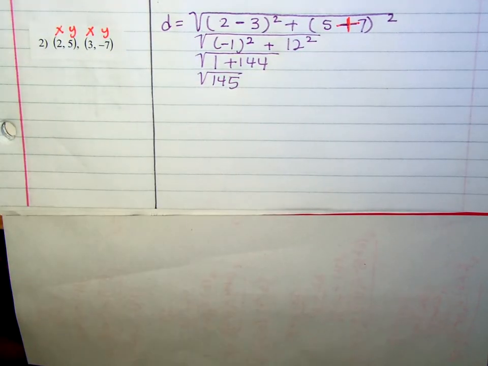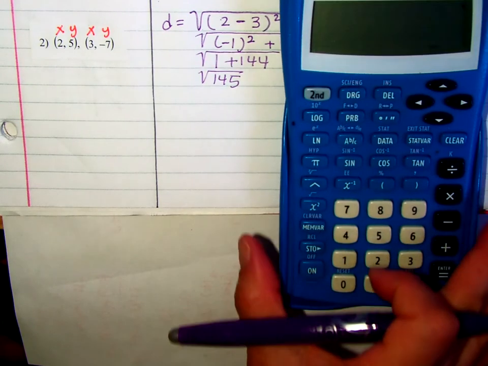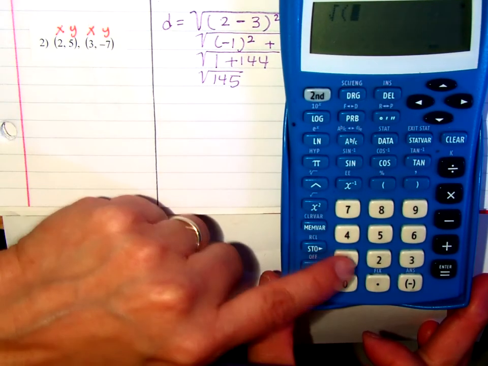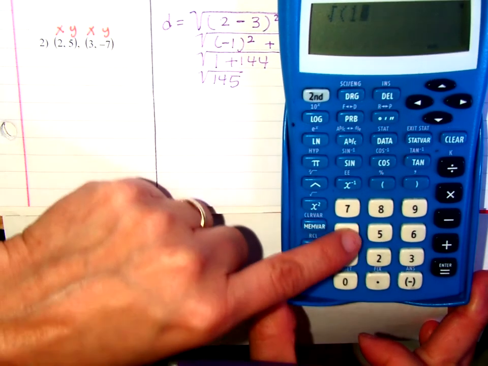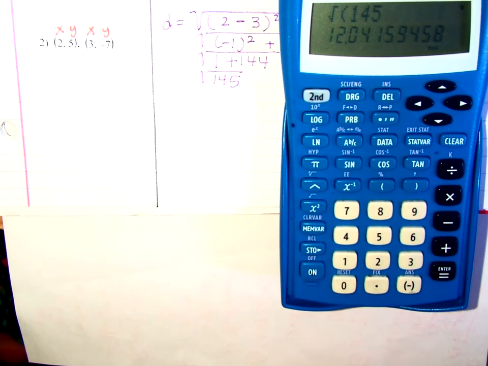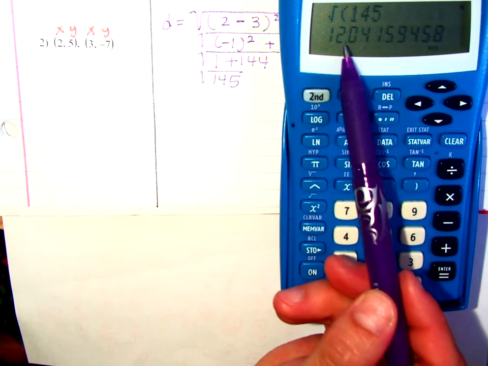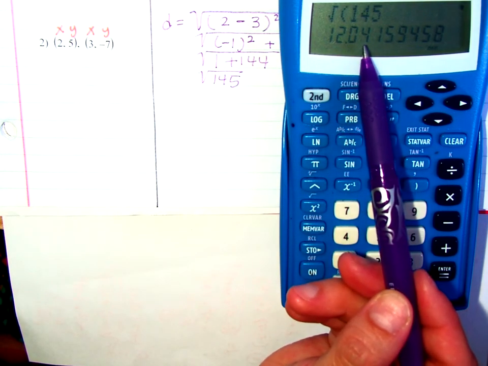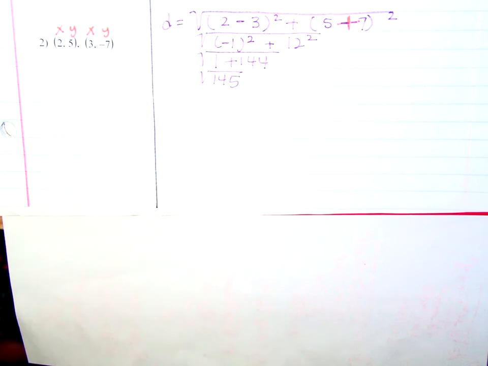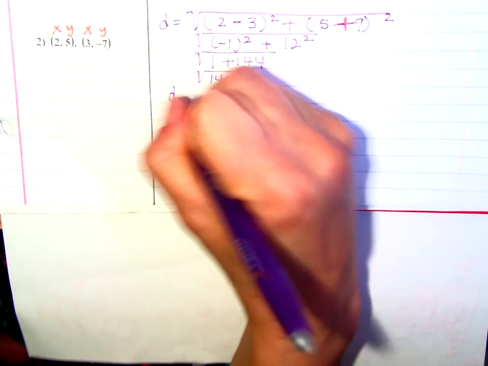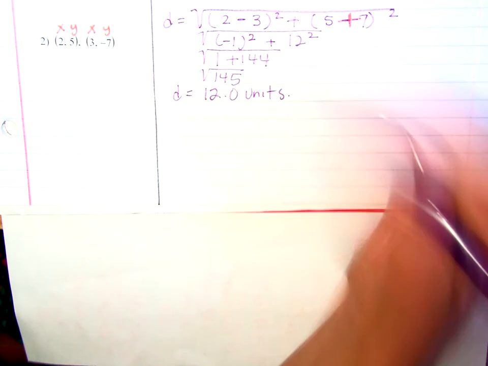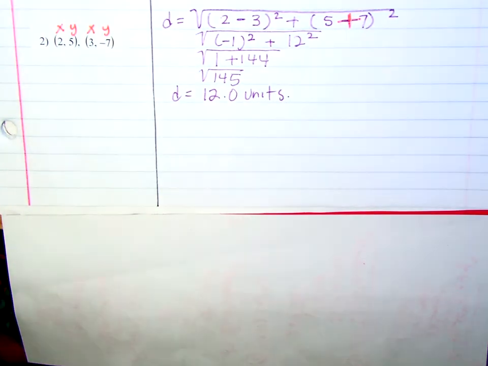Now with my calculator, one more time, I'm going to take the square root, so hit second x squared, which is the radical sign, 145, and I got 12.04. I look at the 0, look at the neighbor. This guy doesn't tell me to bump, so it's just a 12.0, or I can just say 12. So the distance is 12.0 units. Okay, not too bad, right?